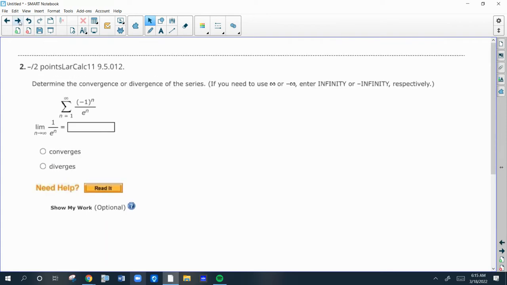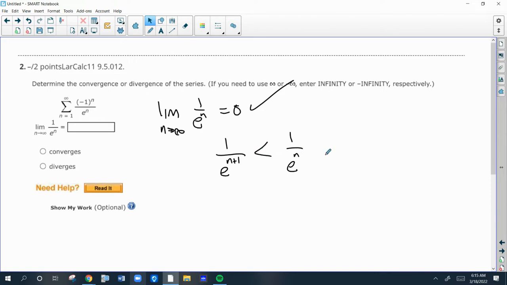Next problem is the same question. The limit as n goes to infinity of 1 over e to the n is 0. So there's the first condition for convergence. And 1 over e to the n plus 1, the n plus first term, is obviously less than 1 over e to the n because the denominator is bigger. So that was an easy one. Both of those are true, so it converges. So rolling along here.